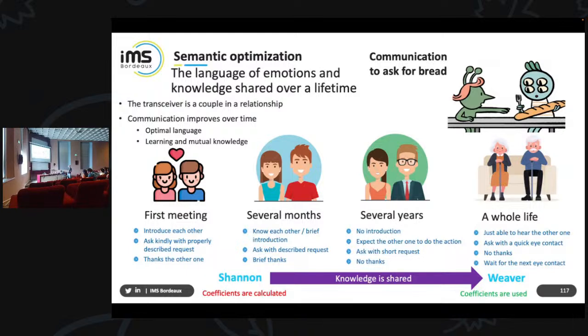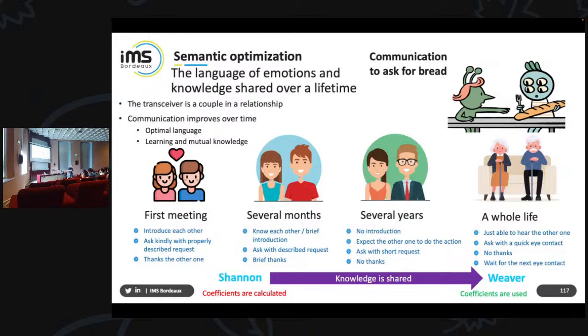And then you start to live together. After several months, you know each other. No need to introduce yourself, who you are. You just ask, can I have the bread, please? You are still polite after several months. And when you get it, you just say thank you. No need to add more.